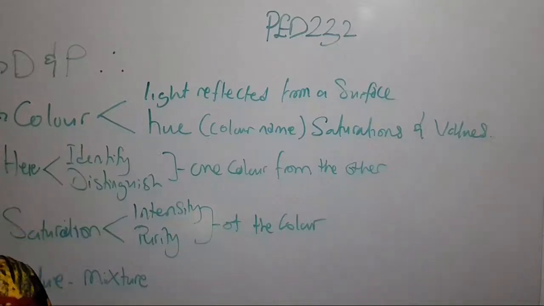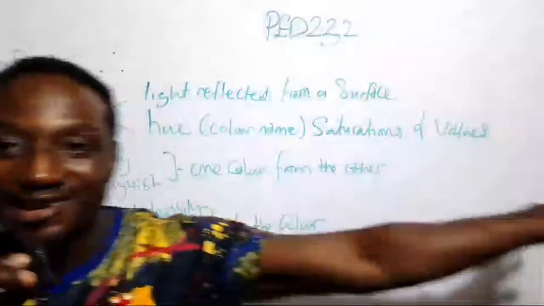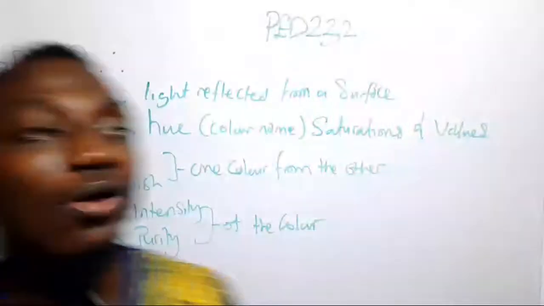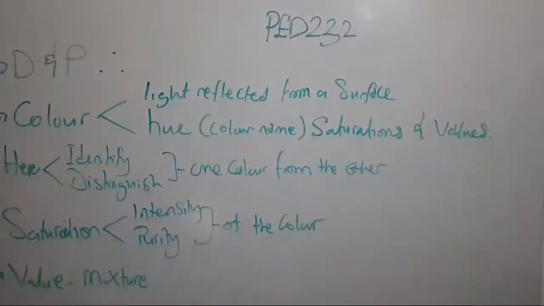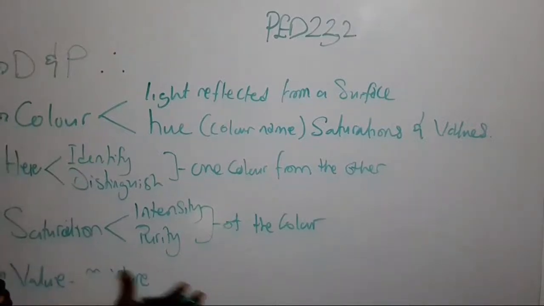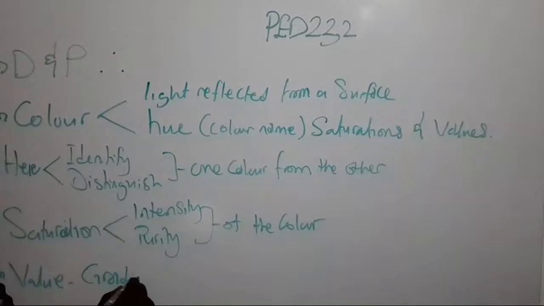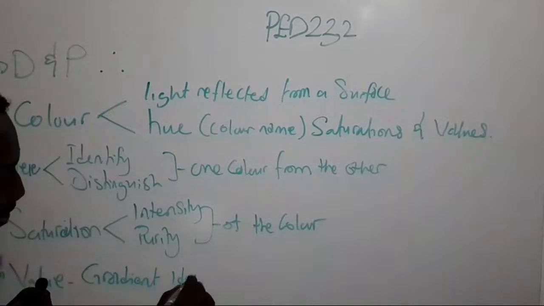When we say gradient, we are trying to figure out the level of darkness and the level of brightness of a particular color. So the mixture process, or let's just refer to it as gradient identification.